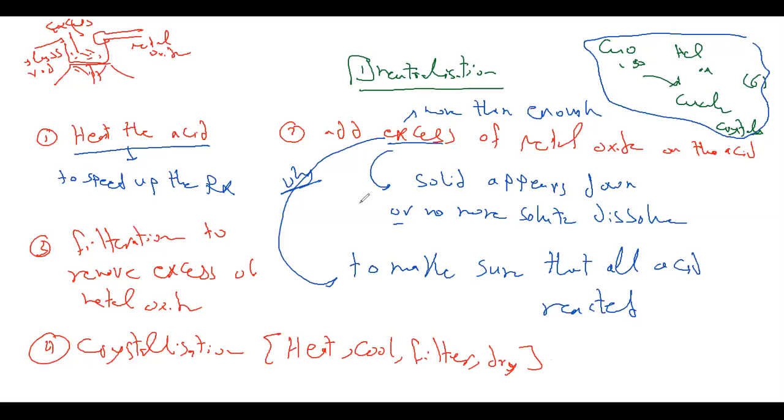So why did we add the metal oxide in excess? To make sure that all the acid reacted. Excess means more than enough. How can we know this excess? Solid appears down or no more solid dissolves. Then we make filtration to remove the excess. Then crystallization. Heat the solution till crystallization point. How can we know that the crystallization point has been reached? Mixing with a glass rod, crystals form. Allow to cool, then filter, and then dry. Drying between 2 filter papers to prevent melting of the crystals.